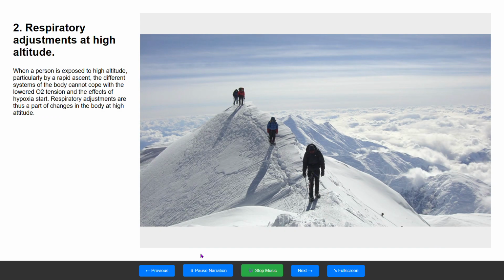2. Respiratory adjustments at high altitude. When a person is exposed to high altitude, particularly by rapid ascent, the different systems of the body cannot cope with the lowered O2 tension and the effects of hypoxia start. Respiratory adjustments are thus a part of changes in the body at high altitude.